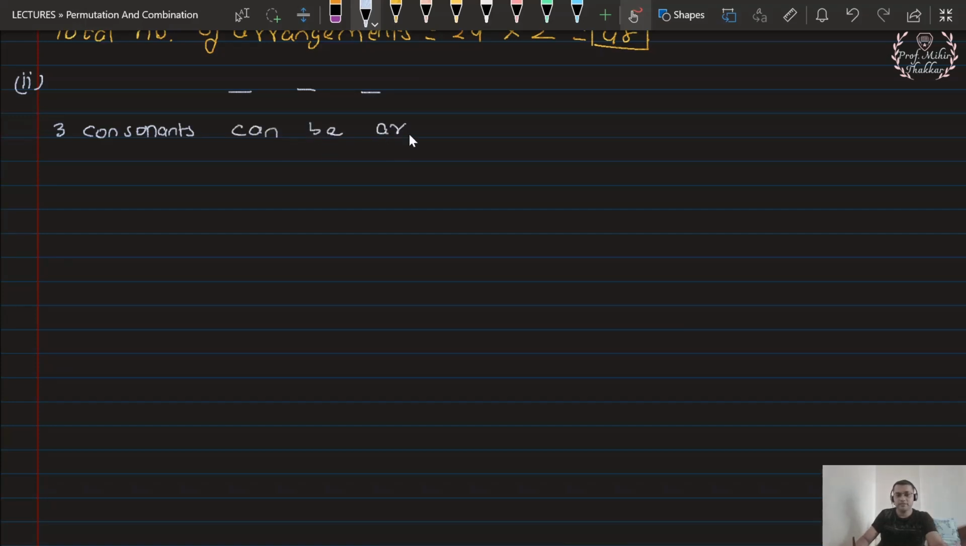So 3 consonants can be arranged in 3 places. In how many ways? 3 factorial ways, because 3 consonants and 3 places. So n is 3, r is 3. So it becomes just 3P3, which is 3 factorial.